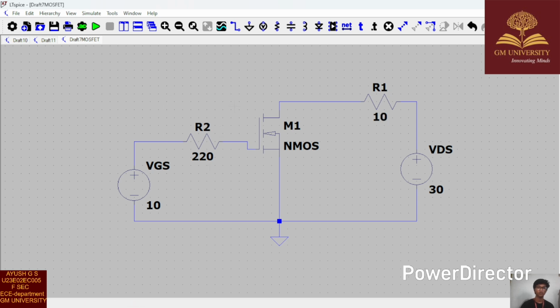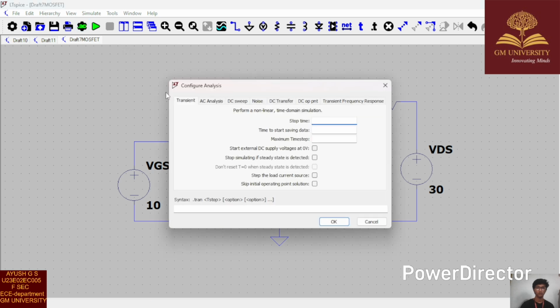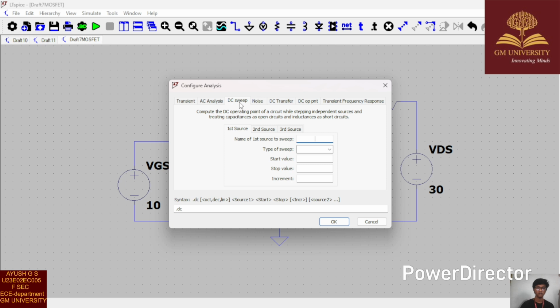Now we will start the simulation. First, in the configure analysis, go to the DC sweep. We can vary the first source, second source, third source, so I can vary three sources at a time. Now I will vary the first source, that is, we will consider VGS as the variation and VDS as a constant.